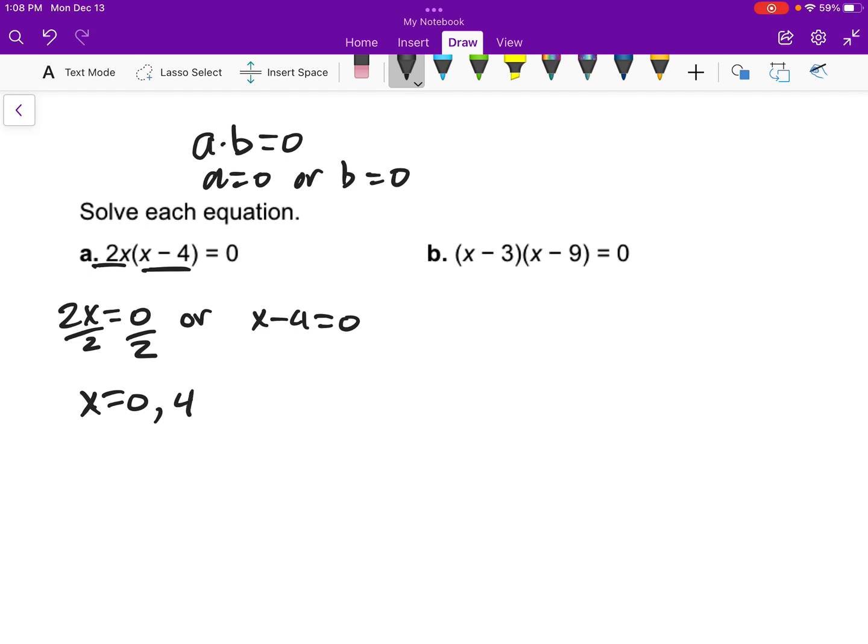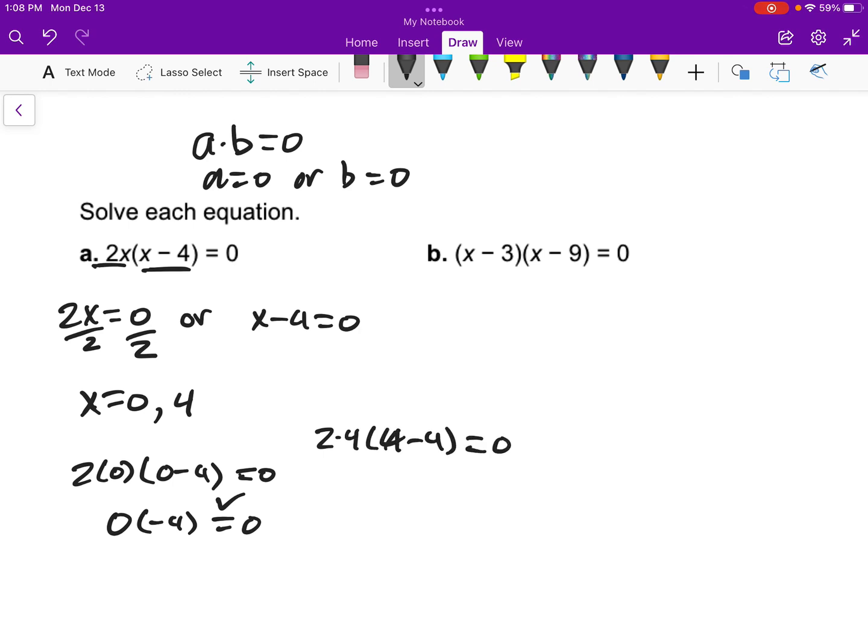Hey, let's try that. If I plug 0 in, I get 2 times 0 times 0 minus 4. So 2 times 0 is 0, 0 times negative 4. Does that equal 0? Sure does. Try plugging 4 in. 2 times 4 times 4 minus 4. The question is, does that equal 0? Well, 2 times 4 is 8, and 4 minus 4 is 0. That definitely equals 0, so it also checks out. So my answer is 0 and 4.